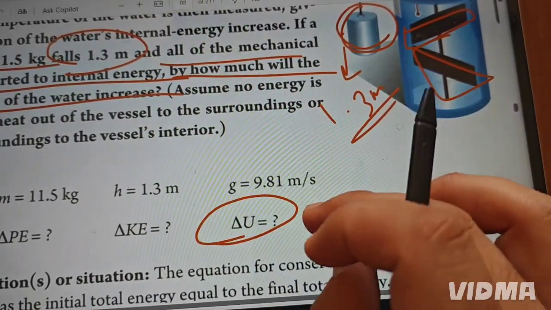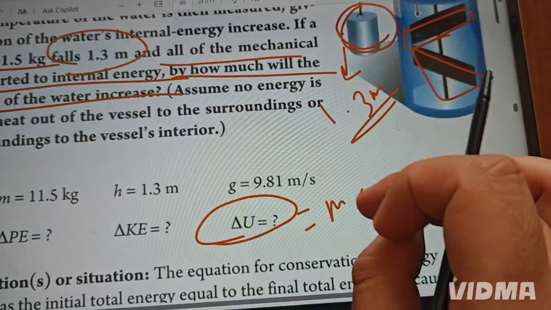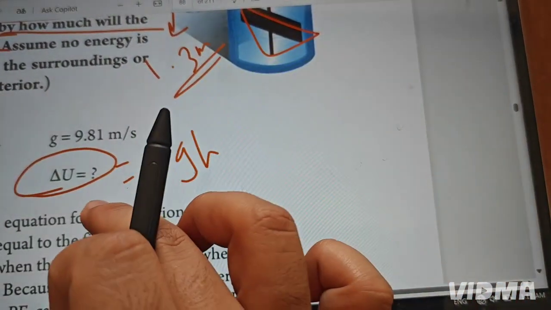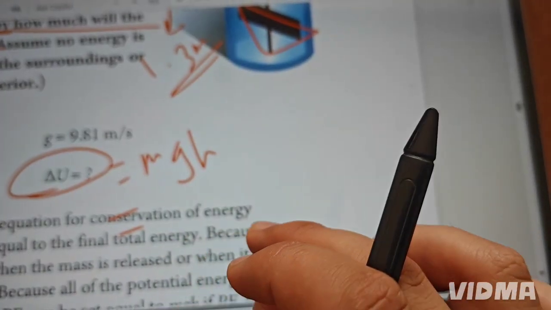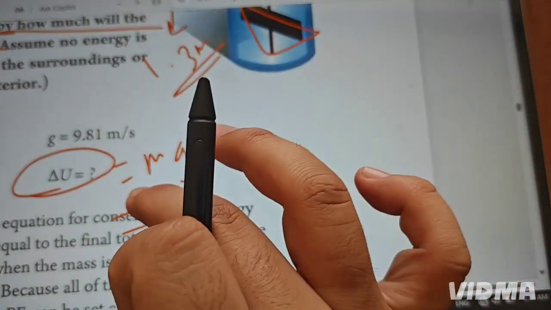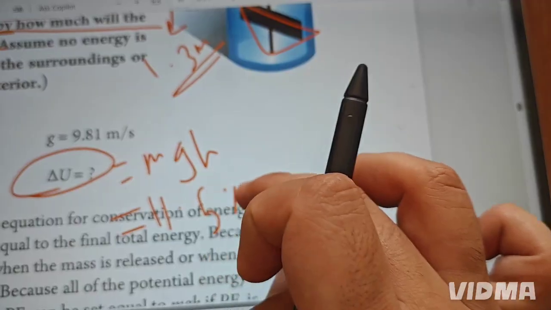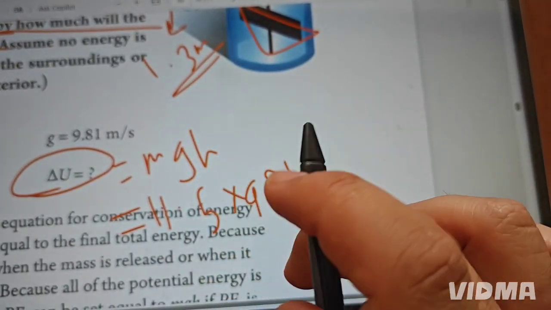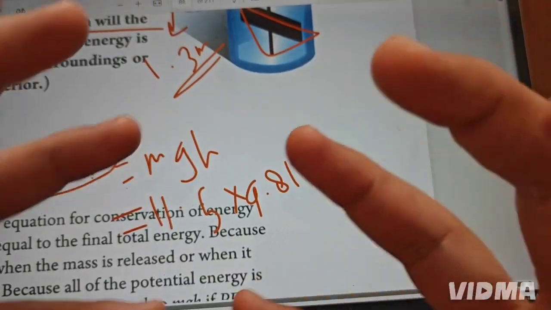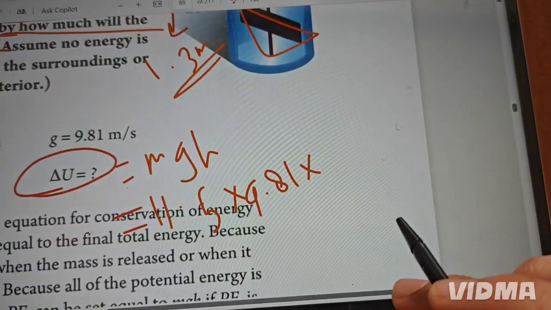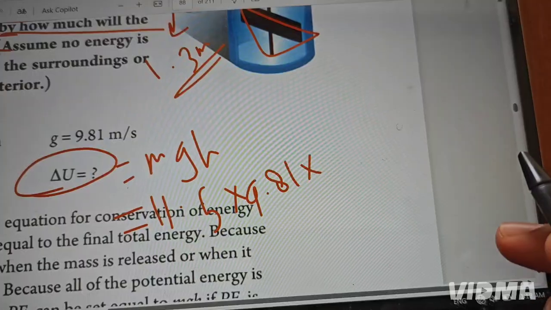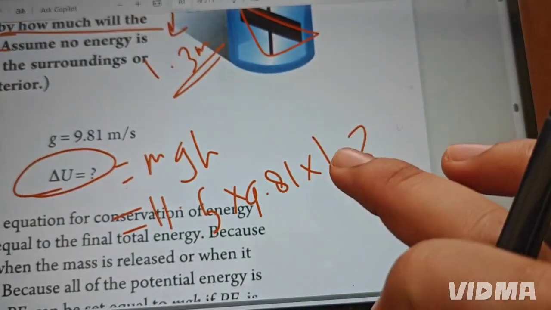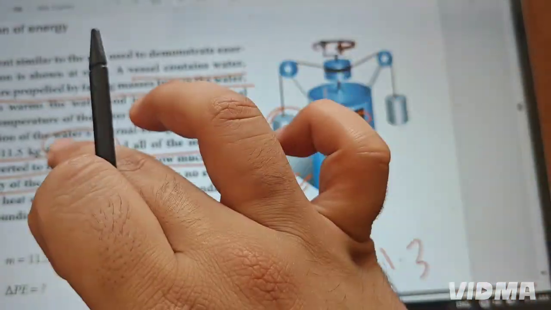Delta U every time, which is equal to mgh. You have the mass of this object, which is 11.5, times the acceleration g, 9.81, times h, the height, which means the distance the mass falls down. I think it was 1.3. Yes, look, this is 1.3 meter.